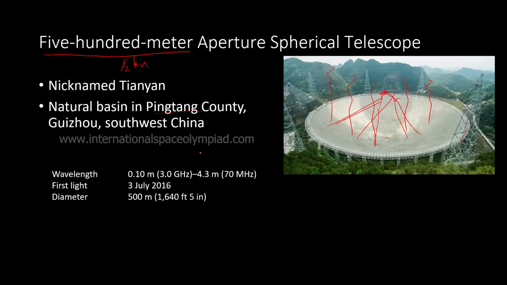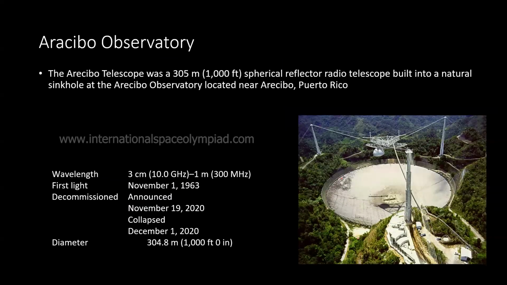So this is a big one in China. Its nickname is Tianyan, and it has been working since 2016. The diameter is 500 meters, that means half a kilometer. And this one, the Arecibo, is not working right now. It got some issue and is decommissioned.